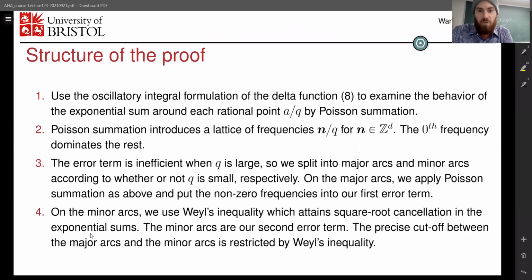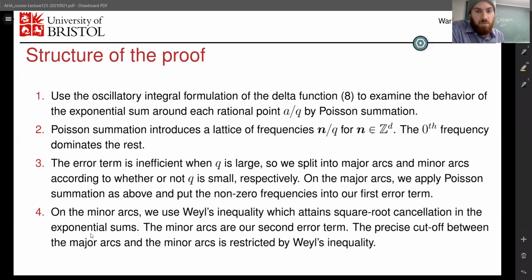So just to recover the structure of the proof before we start getting into the details. First, we're going to use our oscillatory integral formulation so that we actually analyze this exponential sum. The way we're going to analyze it is to use the fact that around each of these small rational points, small meaning the denominator is small when you've reduced the fraction, we know there's a lot of structure. It's going to usually be quite big. We study around those points by Poisson summation, and this introduces a dual lattice where we study frequencies. It turns out that the frequency at the origin, the 0th frequency, is the biggest one, and the rest we're going to put into error. That's pretty good when Q is small, actually, but when Q is large, it's much less efficient.